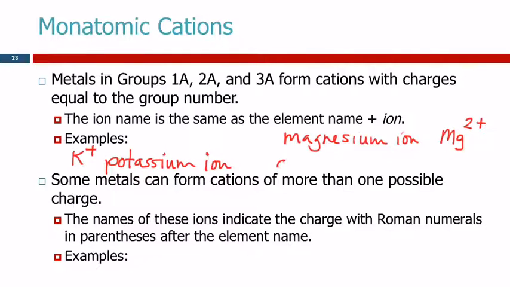How about aluminum ion? What's the symbol for aluminum? Al. We call him Al. What group is aluminum in? It's in group 3A. So the charge is 3+.